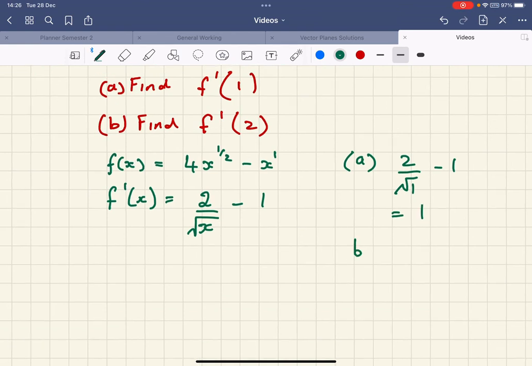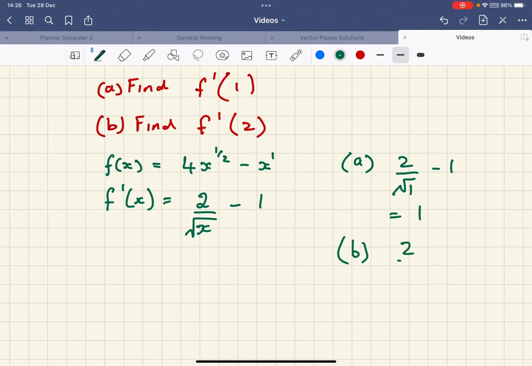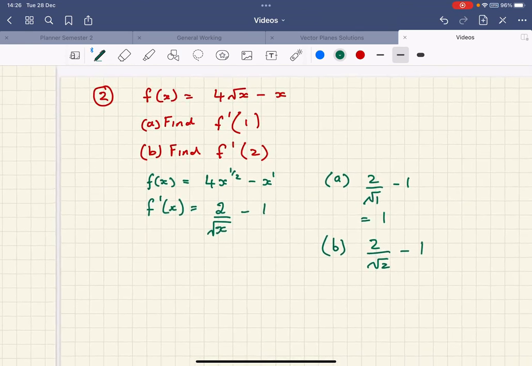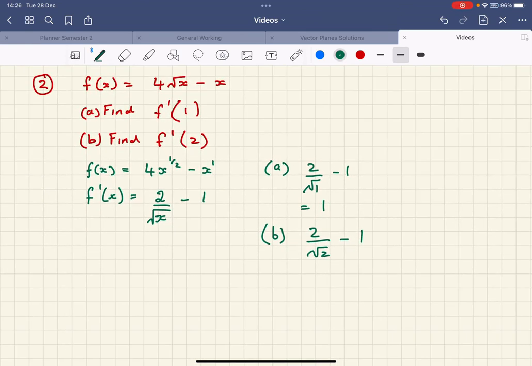B is slightly more complicated. I'm going to leave it in exact form: 2 divided by root 2, just substitute the 2 in and then take away 1. So this is how I can find gradients using differentiation.